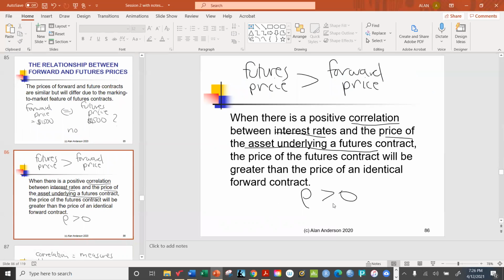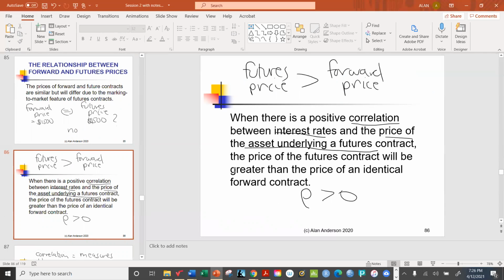Okay, so ultimately what determines this is the correlation between interest rates and the underlying asset. When the correlation is positive, the futures price will be greater than the forward price. So that, of course, tells me the opposite if the correlation is negative.